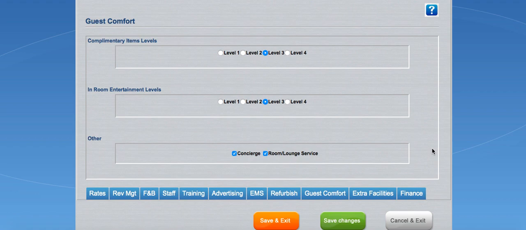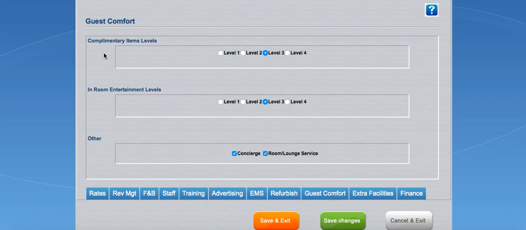Next, we have guest comfort. Now, this is split into three areas. First of all, we have our complimentary items. Now, these are any of the amenities that we get within the bedroom which are replaced on a guest-by-guest basis. So these are things like the soaps, the shampoos, anything like that.